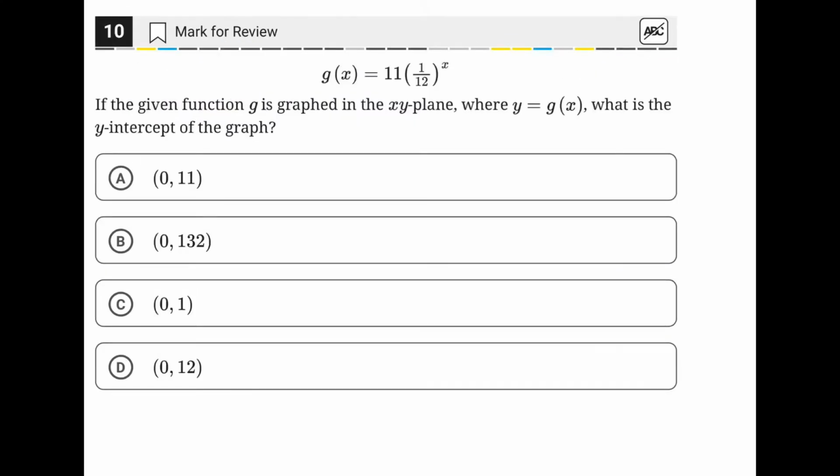Here is a function notation problem, and they want to know, by the way, they tell you that y is the same thing as g of x, which is one of the more common mistakes or misunderstandings. They want to know the y-intercept. So what does that look like on a graph? Well, the y-intercept is when x is equal to 0, which, here's your clue, x is equal to 0 for all of these. What is y equal to?